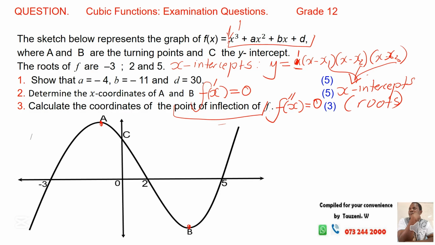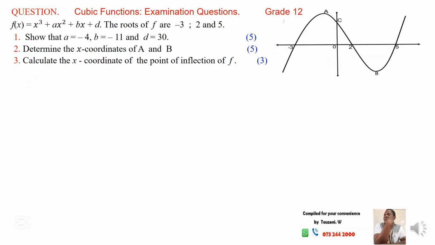The word derivative is trying to play games with me. So the derivative is 0, that is for the turning points. The second derivative is 0, that is for the point of inflection. Those are the methods required in this particular question for question 1, 2, and 3. Now that we have the ideas that we need, we can go ahead and answer this question.